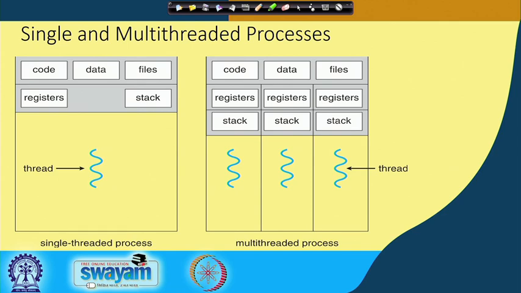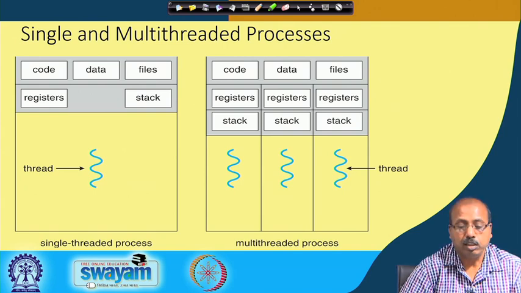Next we will be looking into the single and multi-threaded processes, their structure. A process, if it has only one thread of execution, we will call a single threaded process. A process may have multiple threads of execution. So, simultaneously a number of computations are going on, and that situation we will call a multi-threaded process.